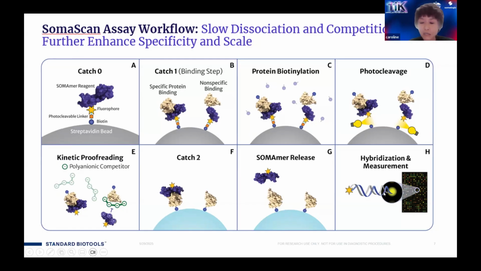So the SomaScan assay is a relative quantification assay. Basically, what you get at the end of the data is the relative fluorescence unit generated for each target and in each of the samples that you have run, and then you can compare the fold change differences between the groups of samples that you are interested in comparing.